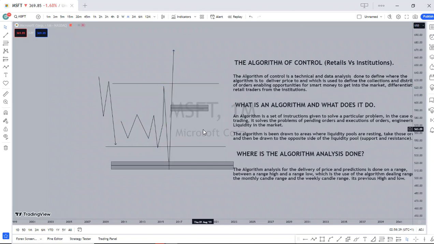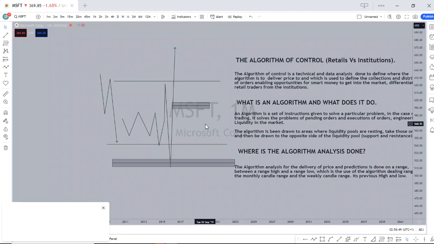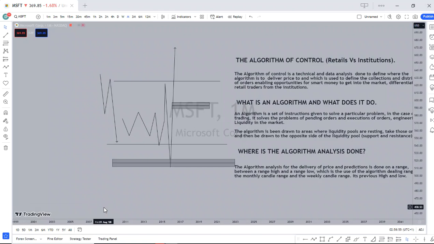All right. So with this, you can use that to predict the market. You're looking for areas where you have liquidity pools, and that is what the algorithm is trying to look for. It's trying to take those orders to settle both sides of the market, to settle the buyers and to settle the sellers. It is solving that problem for us. It's a set of programs.